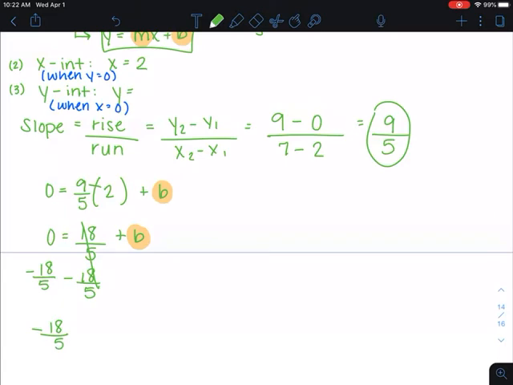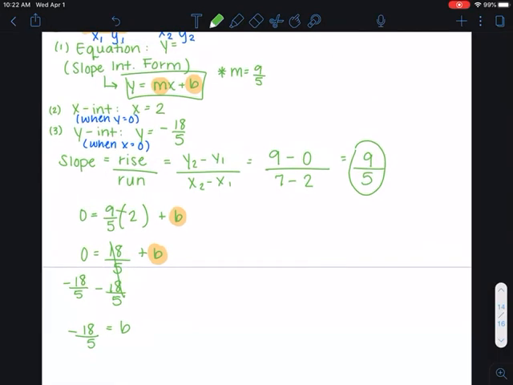Zero minus 18 over 5 is just negative 18 over 5. Those 18 over 5s cancel, and we have b. So our y-intercept is negative 18 over 5. Alright, so just about everything we need except the equation.